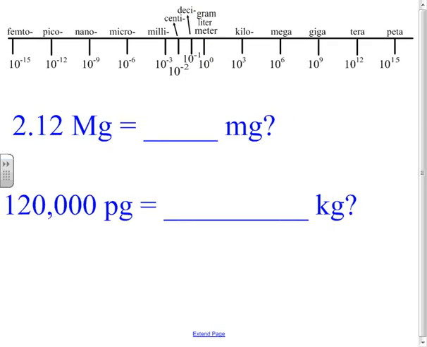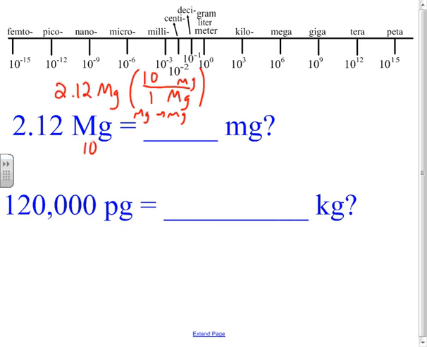2 more, make sure you got this. So here we have 2.12 megagrams, and we want to convert megagrams to milligrams. And so we want our megagram units on bottom, milligram units on top. There's 1 megagram for every 10. And now we've got to figure out the exponent.